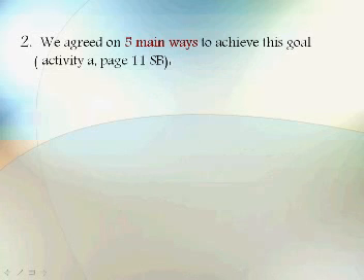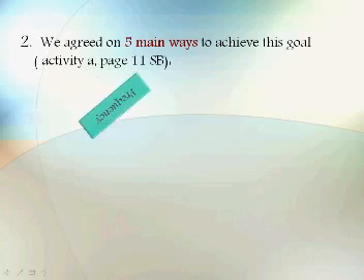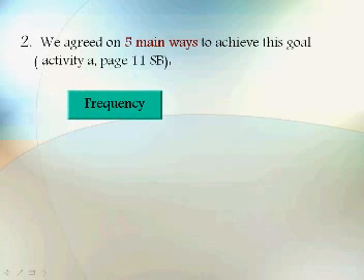And we agreed on 5 main ways to achieve this goal, and you will have these 5 main ways in your student's book, on page 11, activity A. Can anybody remember those? Try to think what were the 5 main ways to achieve this goal, which is remembering information or transferring information from the short-term memory into the long-term memory. Yes, you're right. The first one is frequency.